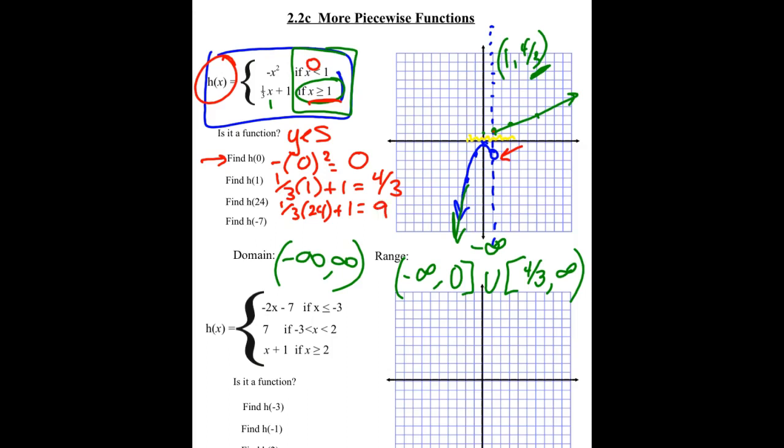Okay. And the last one, which function do I use for negative 7? Top one again. So we've got a negative times negative 7 squared. Negative 7 squared turns into a positive 49, but the negative in front will make it negative 49.